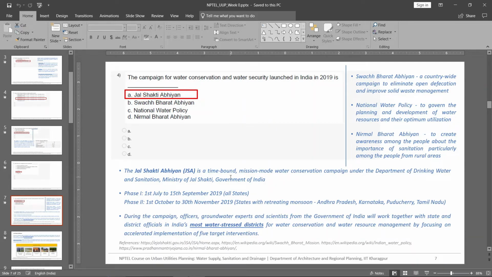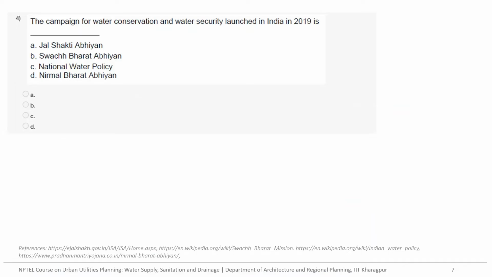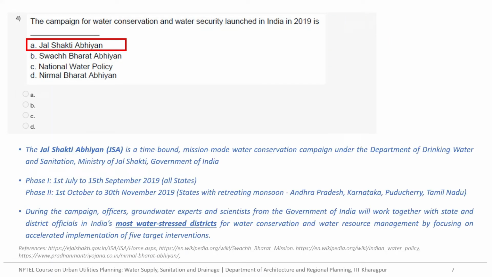So, continuing with what we were talking about, the campaign essentially comprises officers, groundwater experts, and scientists from the Government of India who will work together with the state and district officials in India's most water stressed districts for water conservation and water resource management by focusing on accelerated implementation of 5 target interventions.